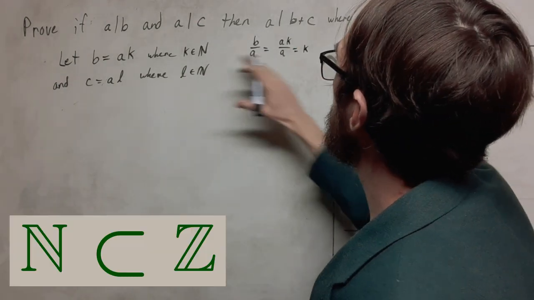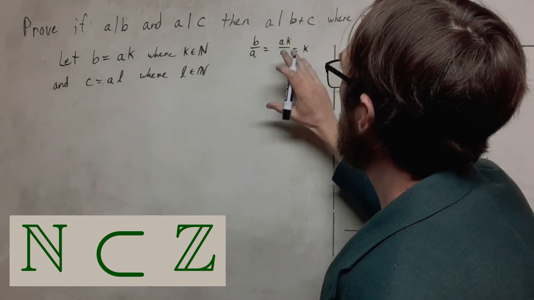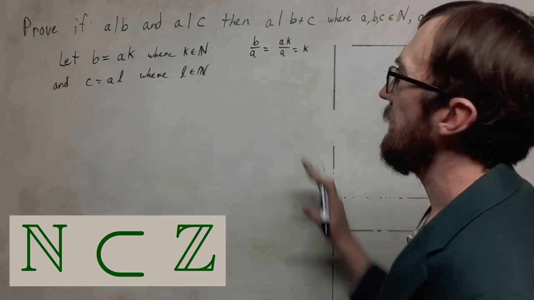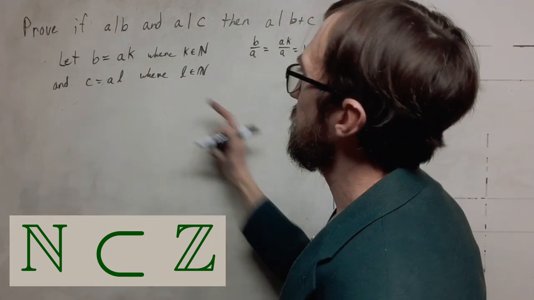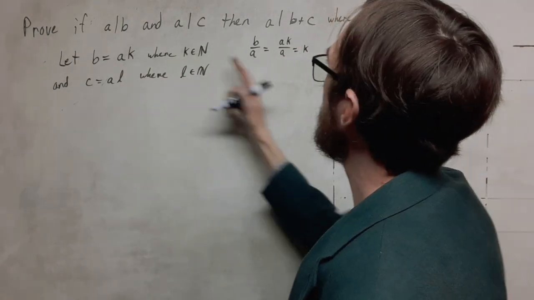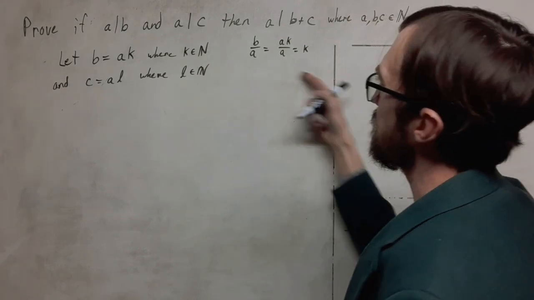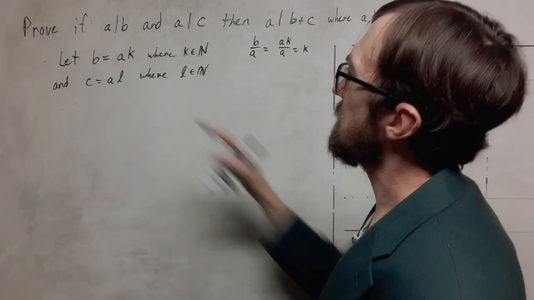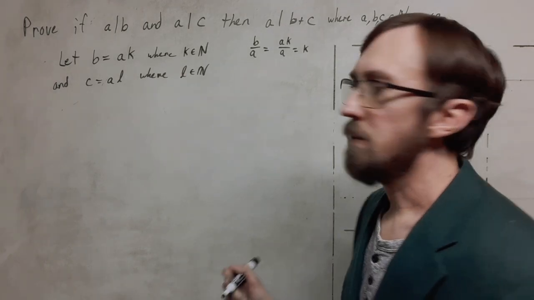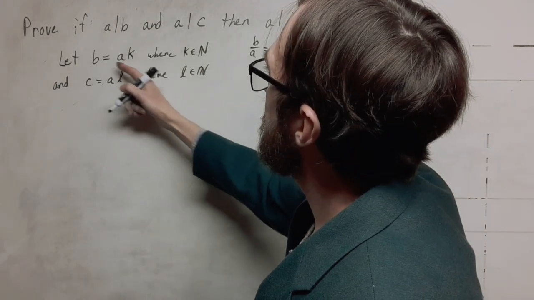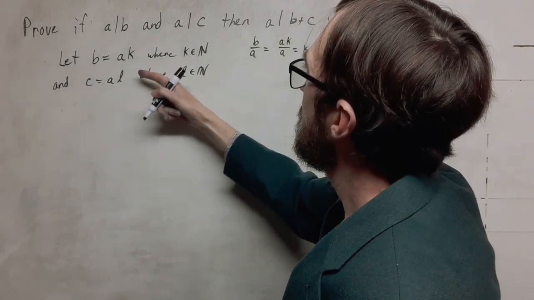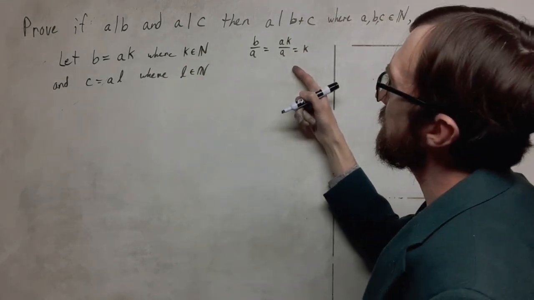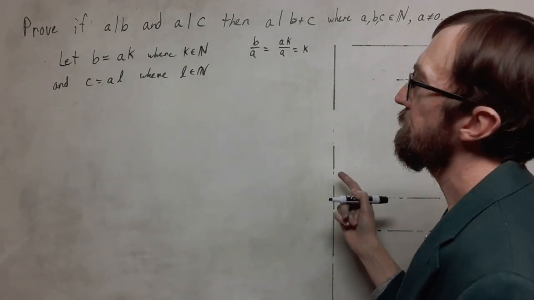Since K is an integer, we see that we have a complete division without a remainder. There's no decimal here. The same thing would happen with C down here. If we rewrote it as a fraction, we could show that it reduces out to just the factor L. So we've demonstrated that B and C here can be rewritten so that we can demonstrate the divisibility without remainder.